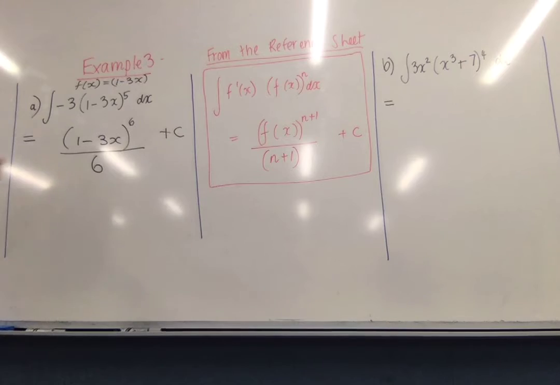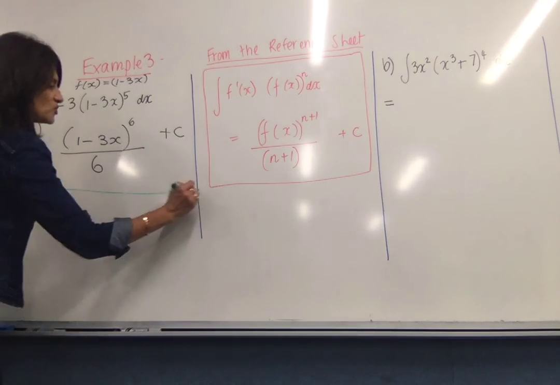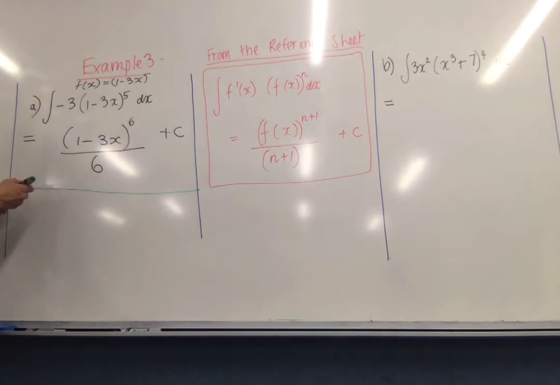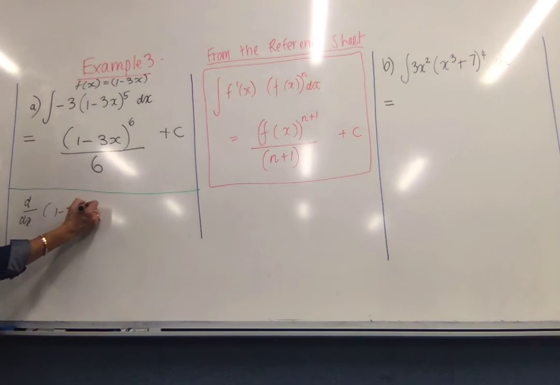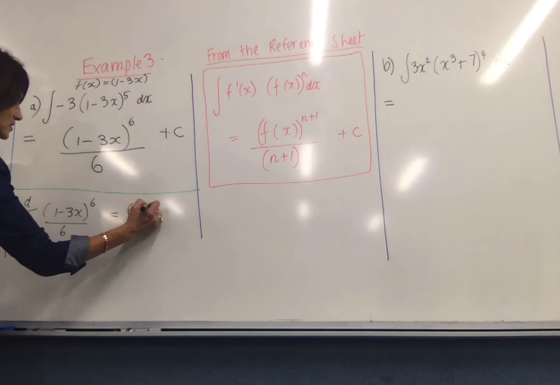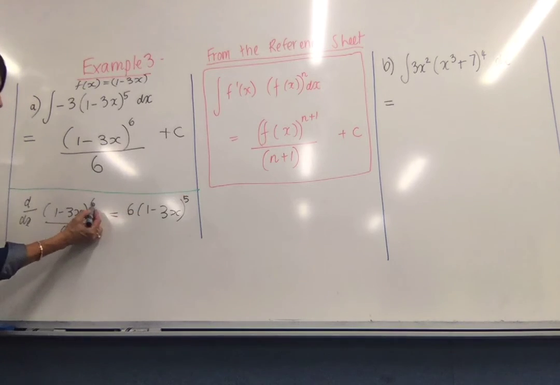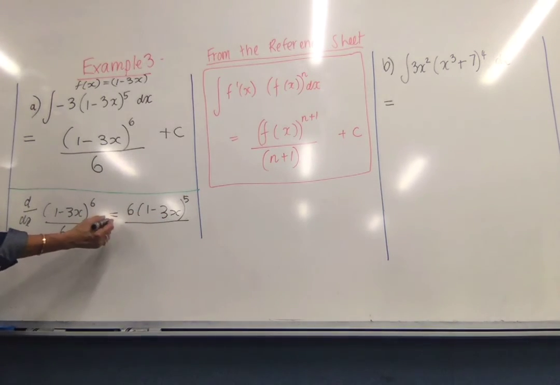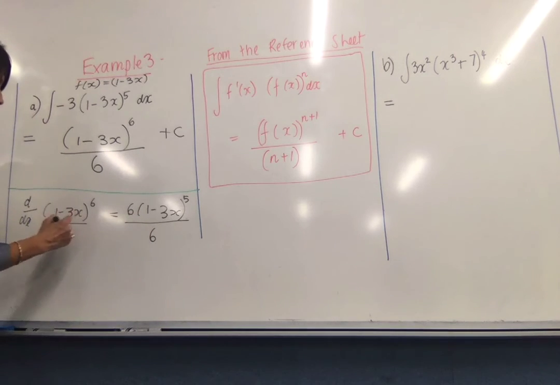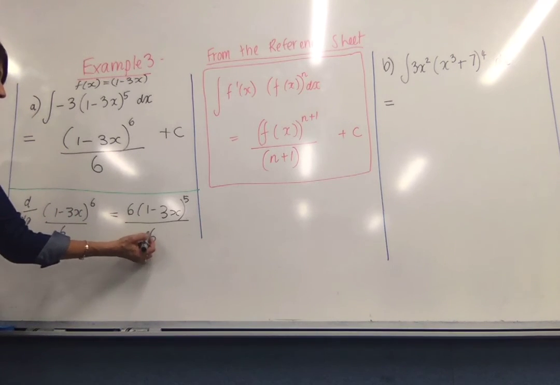If we differentiate this result, now you don't have to do this in each question, but let's just have a look so that we can verify that what we've done is correct. If I was to differentiate 1 minus 3x to the power of 6 all over 6, when I differentiate that, I bring the power to the front, 6 times 1 minus 3x to the power of 5, because I remove 1 from the index, all over 6, because this was a constant multiplier, so it will remain here.